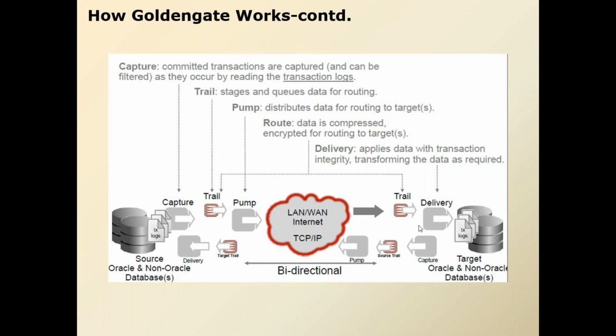So GoldenGate also supports bidirectional replication. This is another difference between DataGuard and GoldenGate. DataGuard only supports unidirectional, but GoldenGate also supports bidirectional replication. In bidirectional, both the sites can be live, so application can be connected to both site A as well as site B.